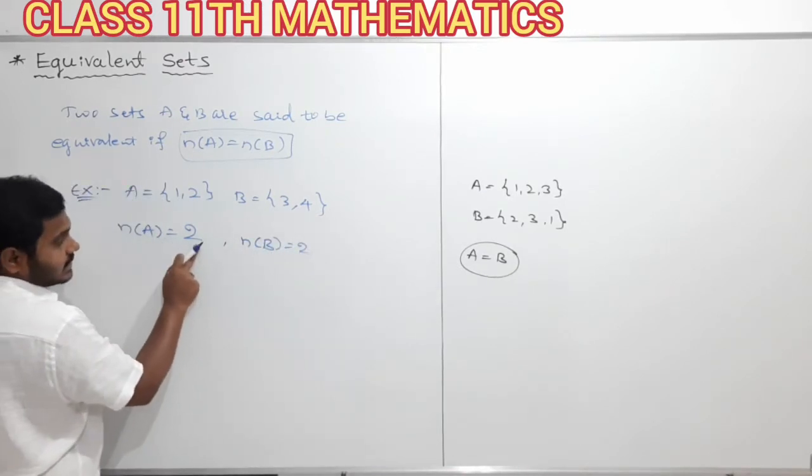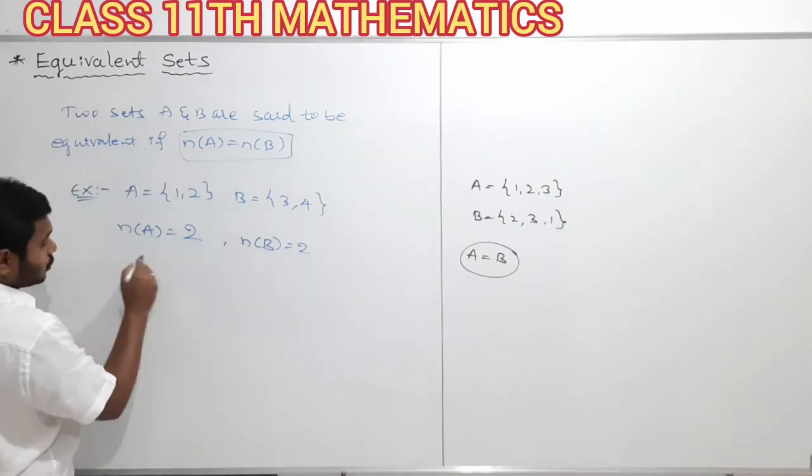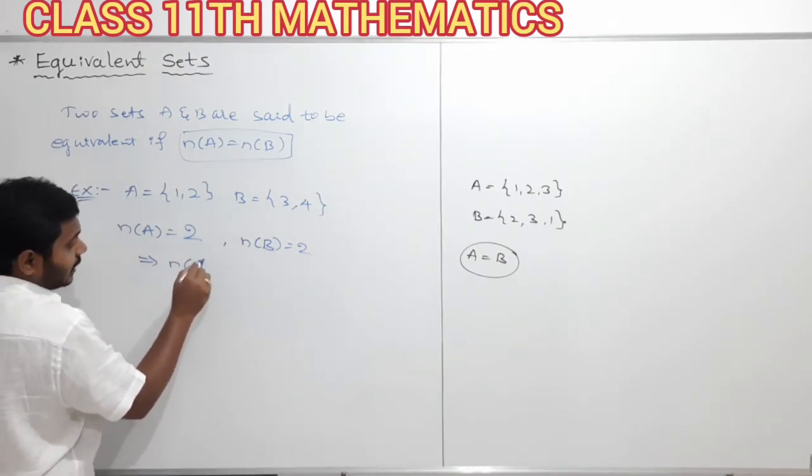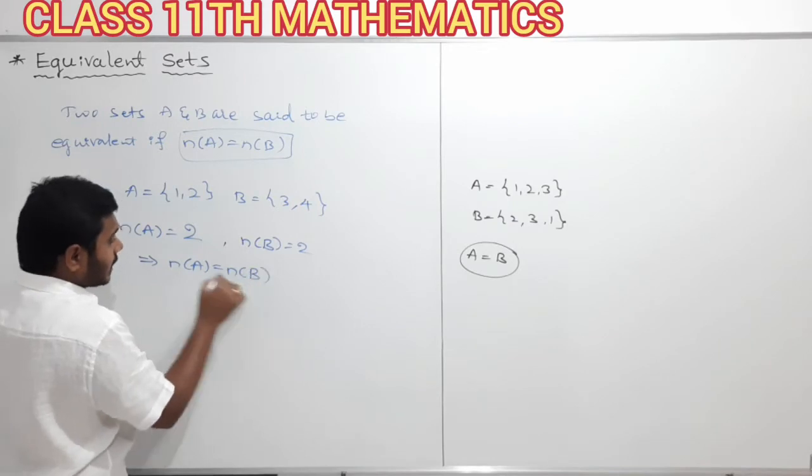So N of A is 2 and N of B is equal to 2. So this implies N of A is equal to N of B.